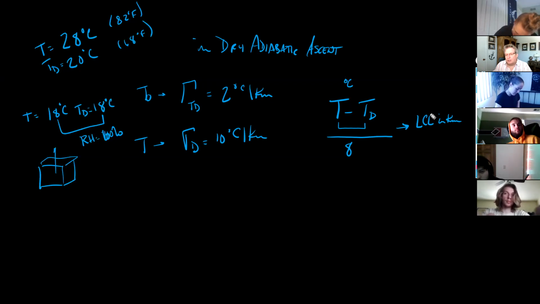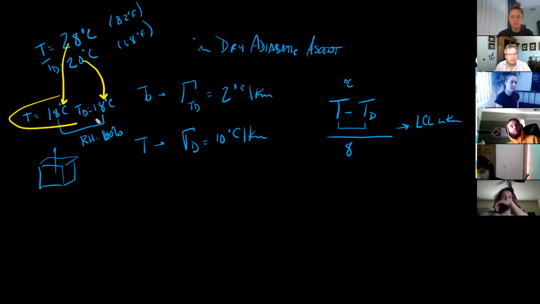Right? Because look, the temperature is decreasing by 10 degrees Celsius per kilometer. The dew point is decreasing by 2 degrees Celsius. So after 1 kilometer of lifting this temperature has dropped to 18. The dew point has dropped to 18 also. Since the temperature and the dew point at the same height is now the same, we know the air is saturated. Okay.